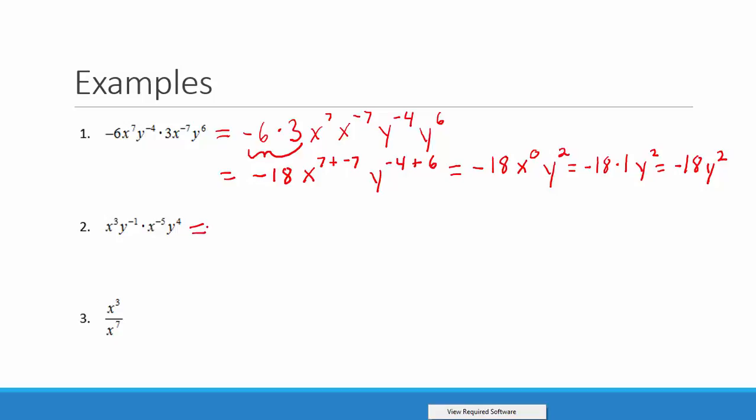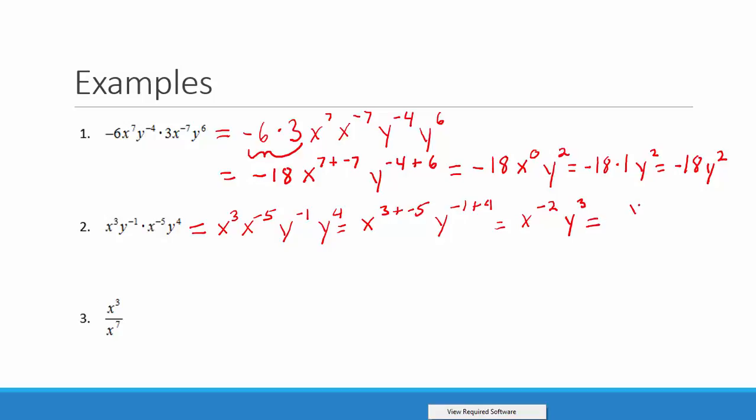We will use the commutative property of multiplication, put our x variables next to each other for our next problem, and our y variables next to each other. When we multiply like bases, we add the exponents. So on the x we have 3 plus -5, and on the y we have the exponent of -1 plus 4. -3 plus 5 is equal to -2, and -1 plus 4 is equal to 3.